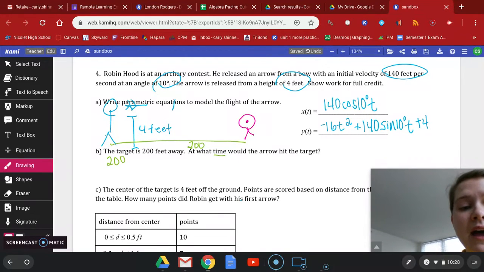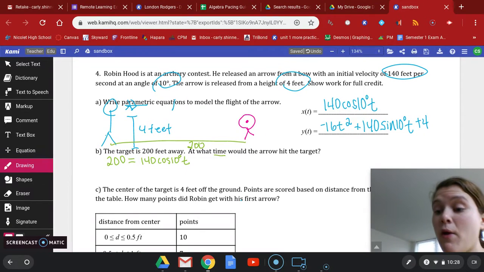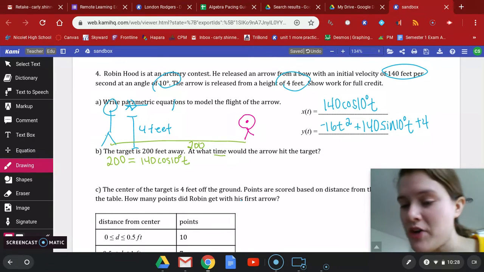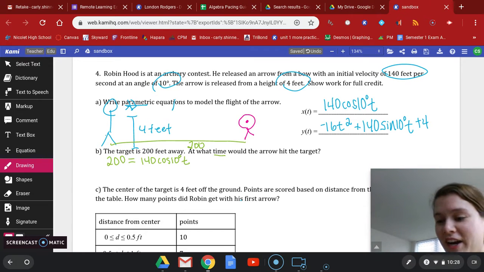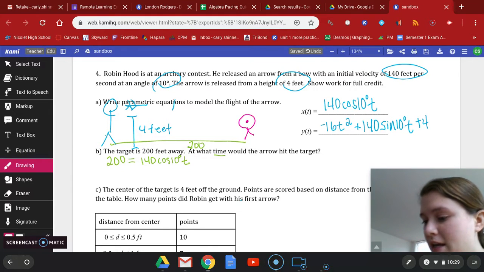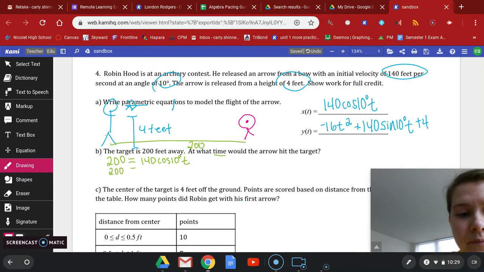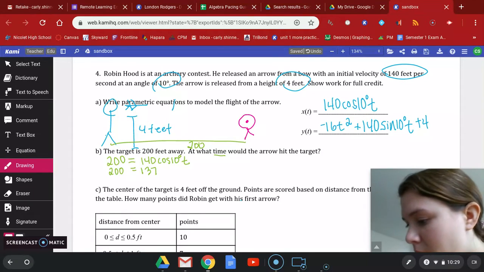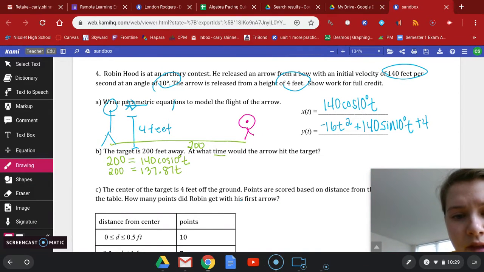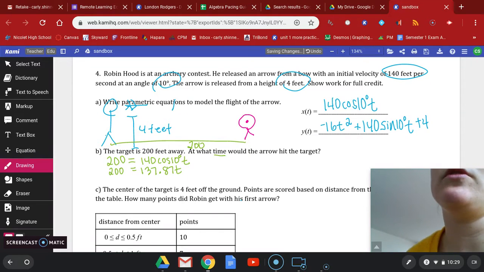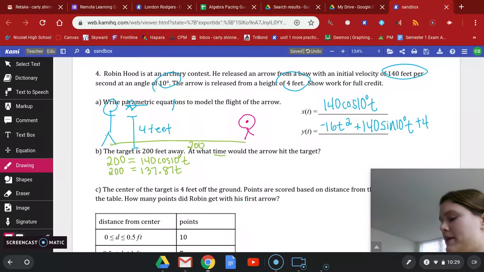I'm going to set my horizontal equation equal to 200 and solve. So get out your calculator. 140, let's make sure I'm in degree mode. I'm not. Good catch. So 140 cosine 10 gives me 137.87 t. Let me just make sure. Yeah, that makes sense. All right.